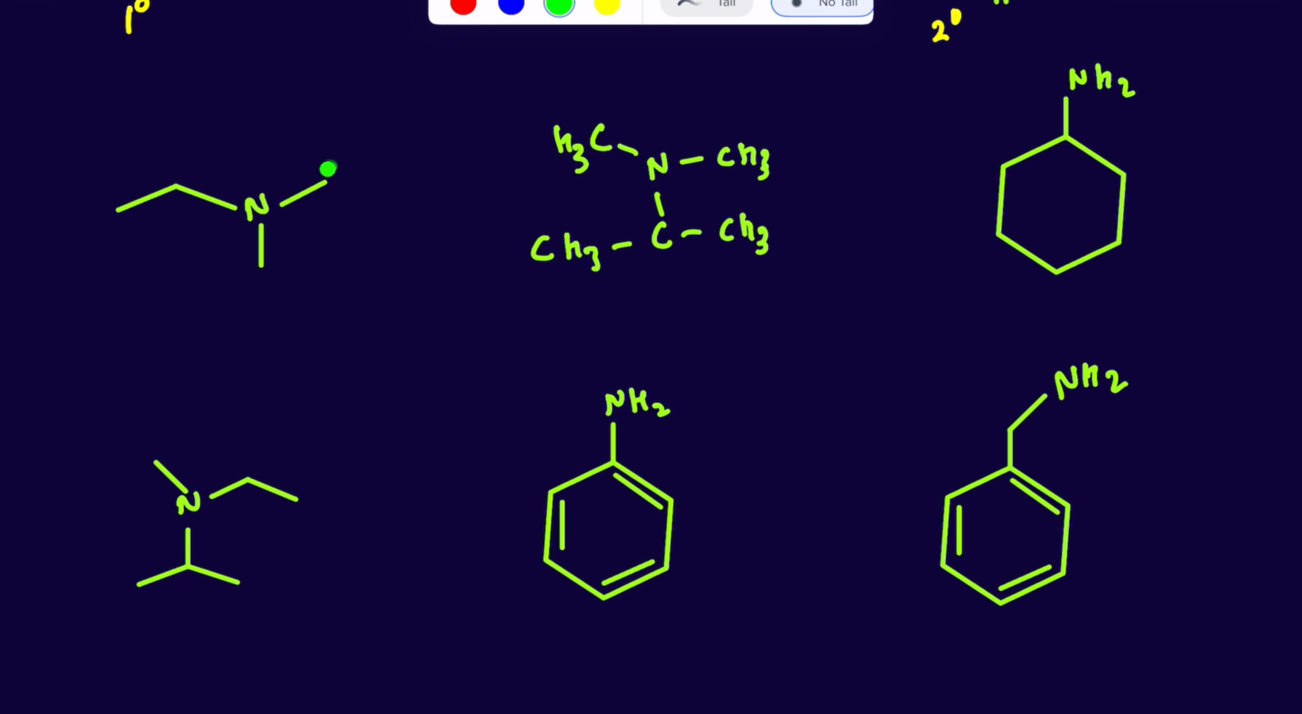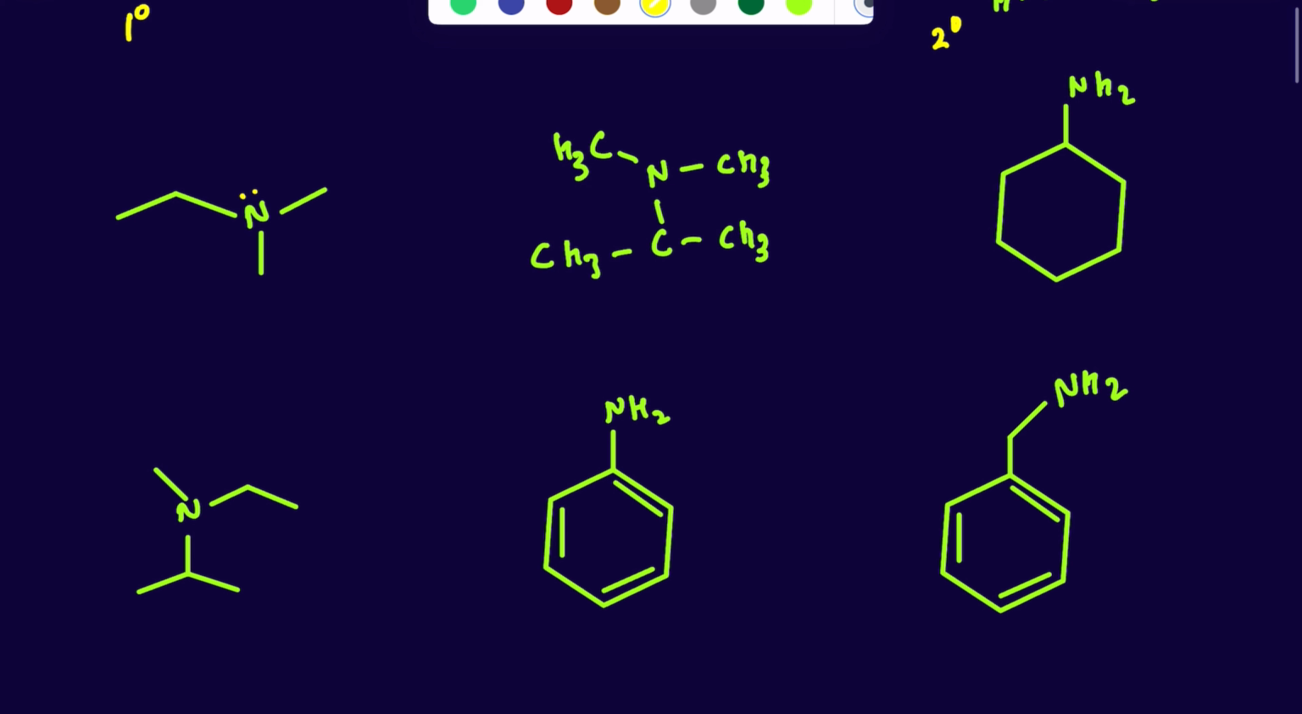Moving downward here, I can see I've got this nitrogen again. I've got a methyl group on the right side here. On the bottom, I have another methyl group. On the left side, I've got a two carbon chain, which is an ethyl group. So it's surrounded by three R groups. There's no hydrogen on that nitrogen, so that means this is going to be a tertiary amine.